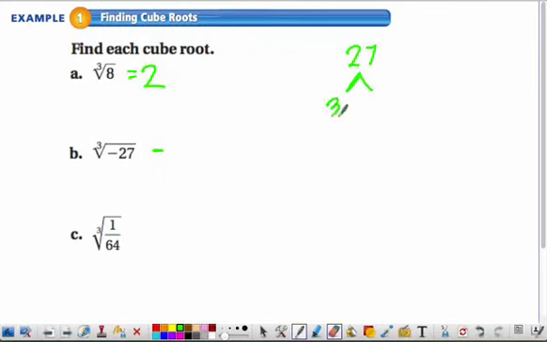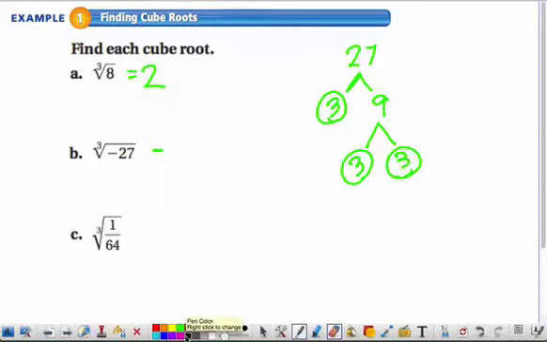So I know that 3 times 9 is 27, and remember in your factor trees, you're circling all the prime numbers. And I know that 3 times 3 will give me 9. And so again, you're looking for 3 groups. Once you get all those prime numbers, I have a 3, and a 3. And so here are my 3 groups, and within each group is just the number 3. So I know the cube root of a negative 27 is negative 3.